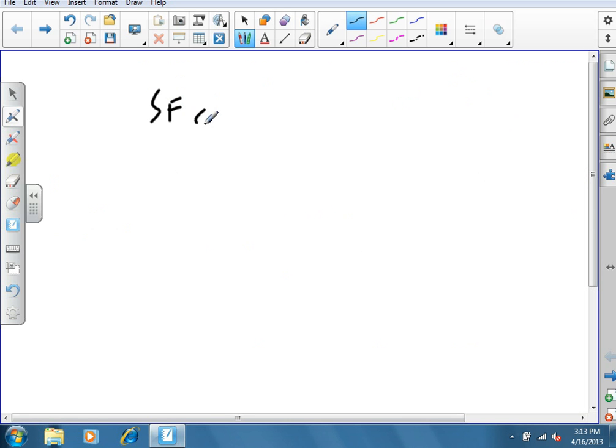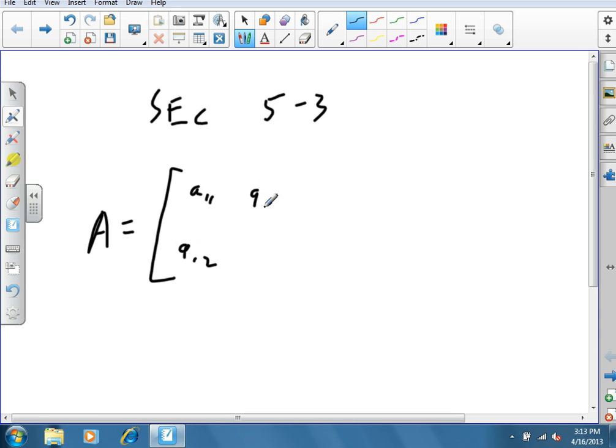Okay, we're in section 5.3, which is something you're going to have to study on your own. But we have some matrices, and we put them like this. So this is A11, A12, no, that's A21, A22. So this is first row, first column, second row, first column, first row, second column, second row, second column. Each of these guys are something.